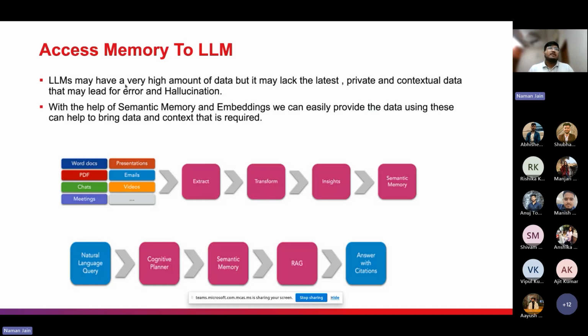LLMs may have a high amount of data by themselves, but not the latest data, the private data, and the contextual data that might be needed for the matter. Just suppose you are building a REST focused application. A person can ask what is cargo, but the LLM will never try to navigate it towards REST. But when you are using a RAG-based system, it will first find from the RAG that okay, cargo is this, and we're providing the optional chain.